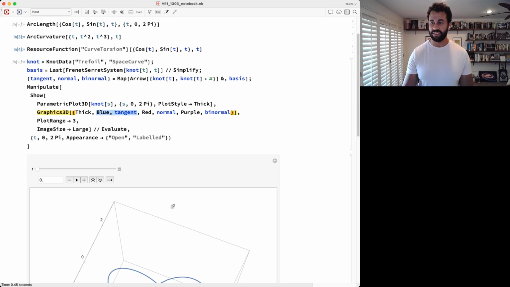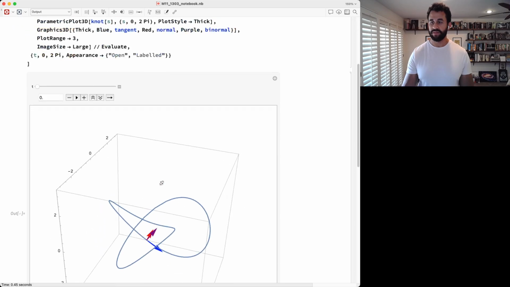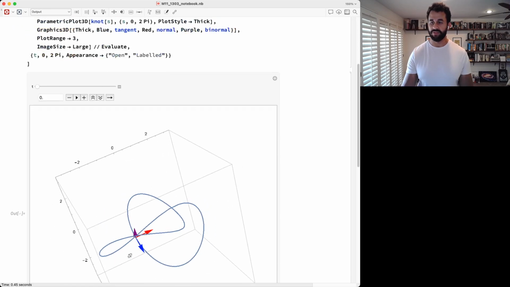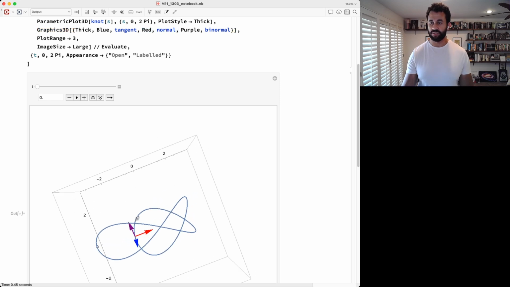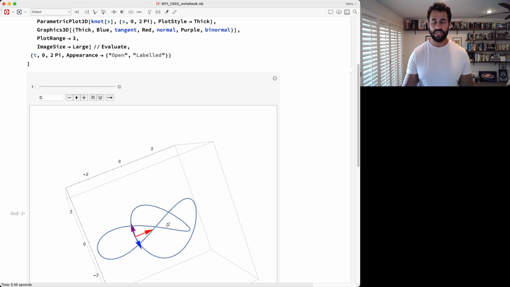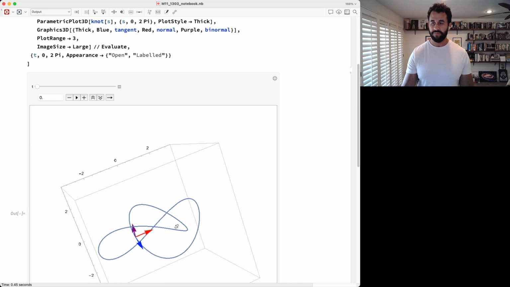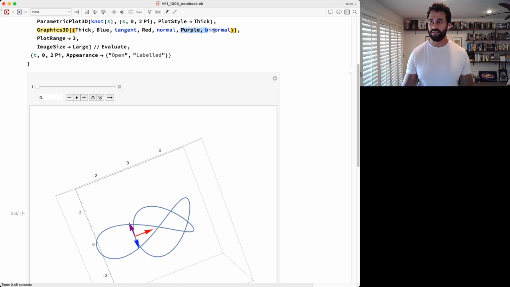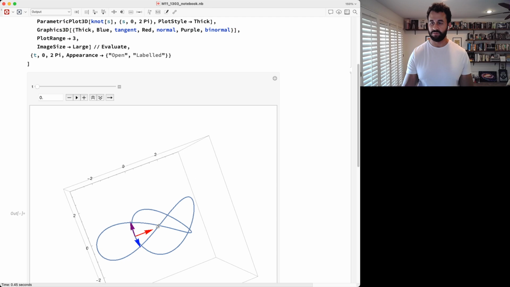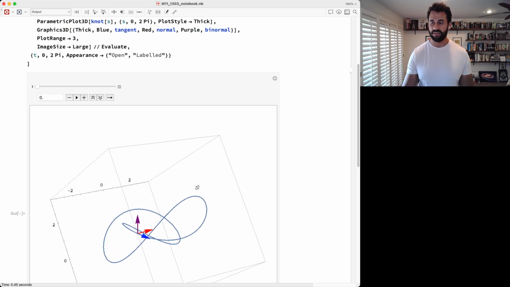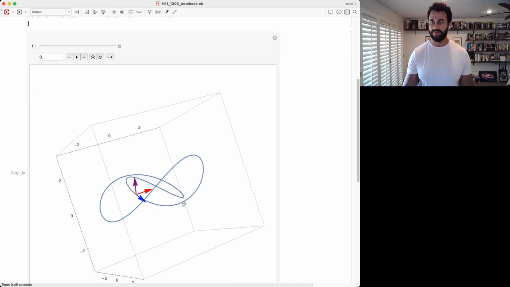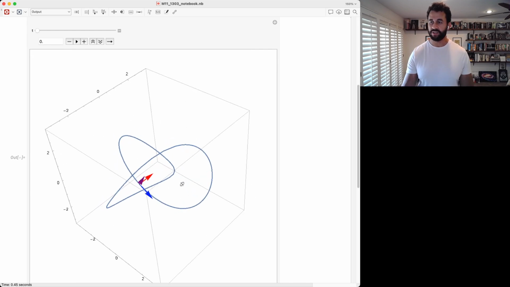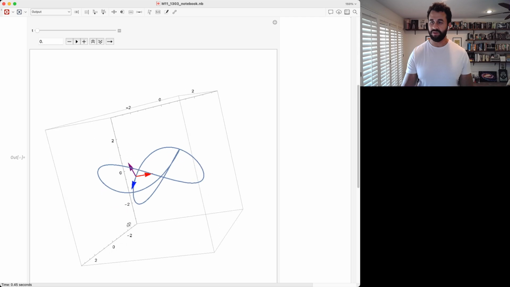So the blue vector is the unit tangent vector. This blue vector right here, you see how it's pointing in the direction the curve is heading? The red vector is the normal vector. If you look at the red vector there, it's pointing in the direction the curve is turning. And then the purple vector is the binormal vector. You can think of it as where the curve is twisting. We'll make more sense of that in a few slides, but this is what it looks like. So here's a curve. Here's the TNB frame right here.